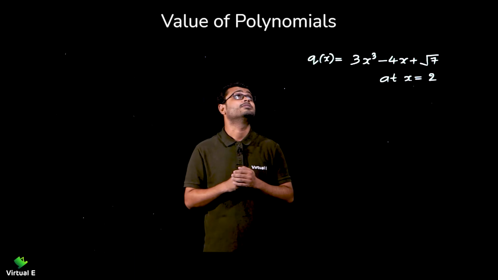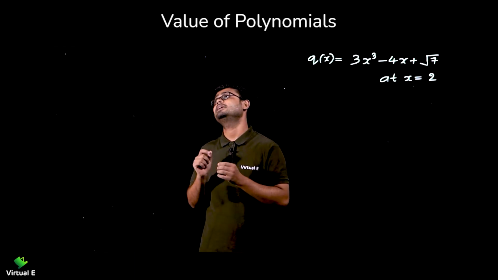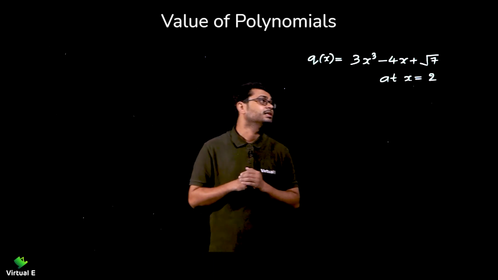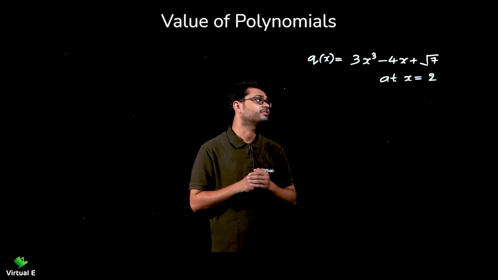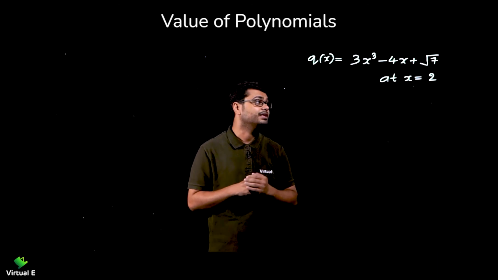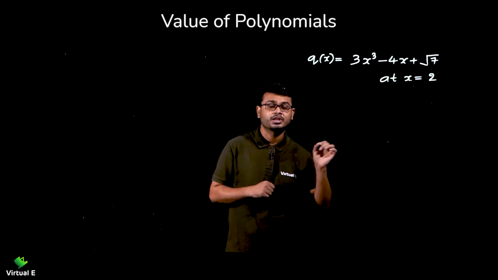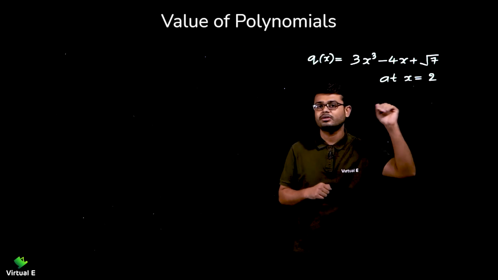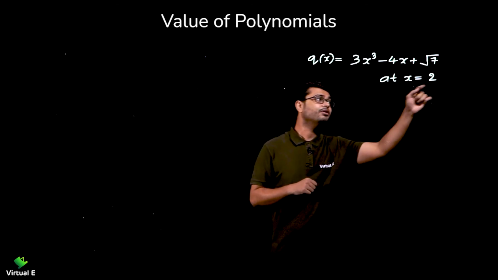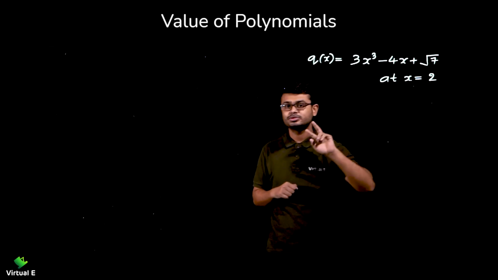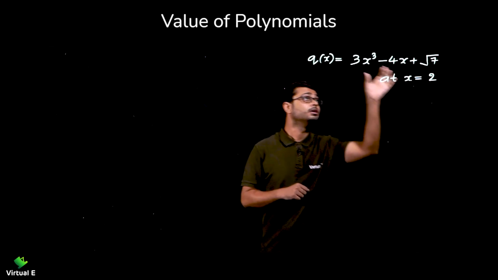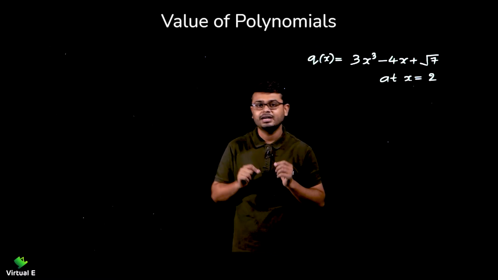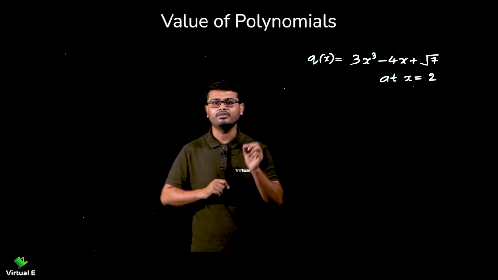Find the value of the following polynomial at the indicated value of the variables. So first it is q(x) is equal to 3x cubed minus 4x plus square root of 7 at x is equal to 2. So polynomial is given, that is 3x cubed minus 4x plus square root of 7. And what value of x we are supposed to take? That is 2. We will take x is equal to 2, substitute in this polynomial, will simplify and get the answer. So that will be the value of polynomial.